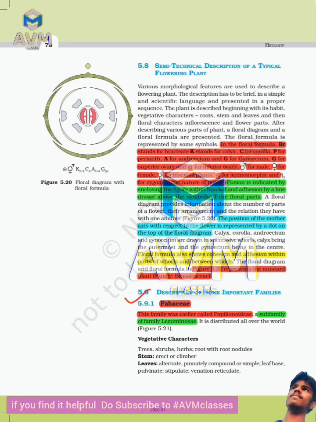The floral formula is represented by some symbols. In the floral formula, Br stands for bracteate, K stands for calyx, C for corolla, P for perianth, A for androecium and G for gynoecium.